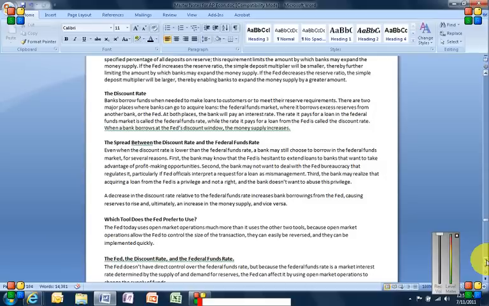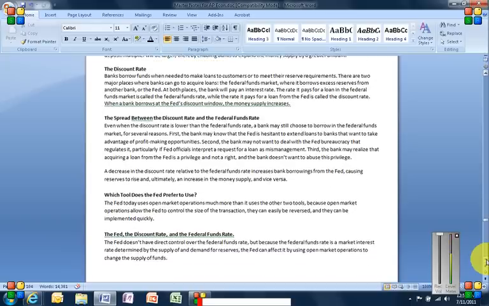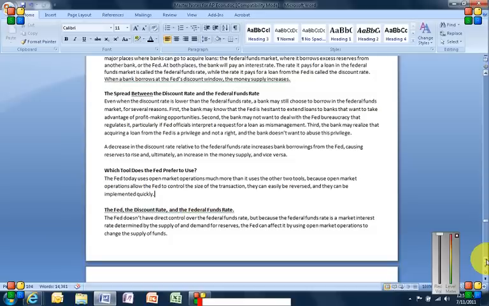A decrease in the discount rate relative to the federal funds rate increases bank borrowing from the Fed, causing reserves to rise and ultimately an increase in the money supply, and vice versa. But as I said before, the tool that the Fed prefers to use is open market operations. Open market operations allow the Fed to control the size of the transaction, and you can reverse it. Compared to the other two tools, changing the discount rate and changing the reserve requirement, this can happen much faster.